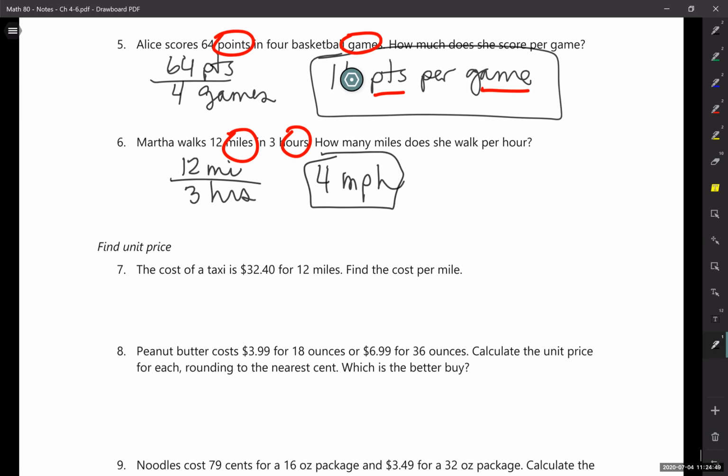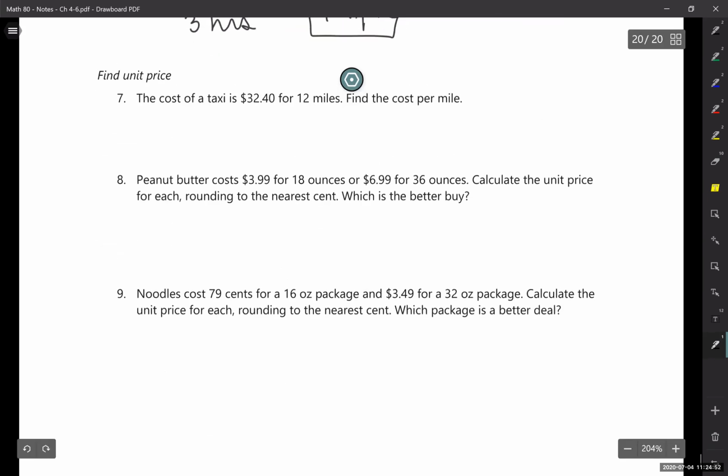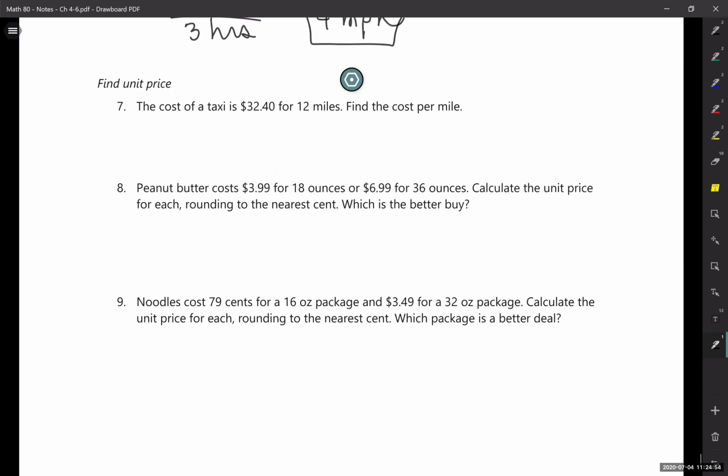Okay, last one is the unit price. This is how much things cost for a certain unit. This is how we compare things. So if you want to know how much a taxi costs per mile, so you can compare two companies, this is how we're going to do it on number 7. Number 8, well, I'll talk about number 8 in a minute. So let's do number 7.